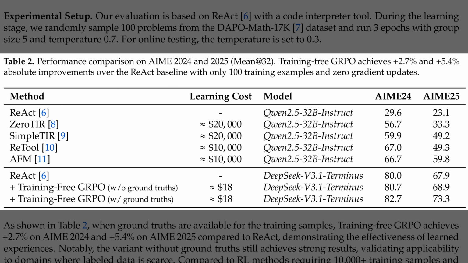Next, Table 2 evaluates the cost efficiency of the agent practice module on the AIME math benchmarks. The most striking comparison appears in the learning cost column. The upper rows list standard fine-tuning methods like ZeroTIR and Retool, which require investments between $10,000 and $20,000. In contrast, the bottom rows present the training-free GRPO approach. This method costs only about $18, yet it drives the AIME 2025 score up to 73.3%, proving that high performance does not always require a massive budget.